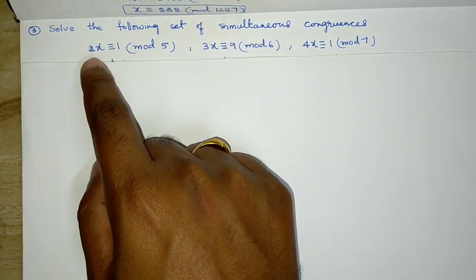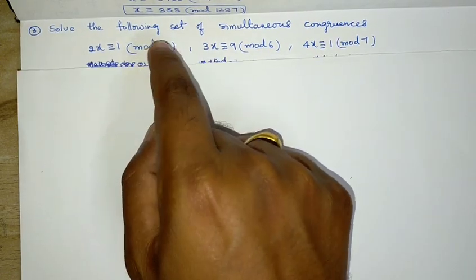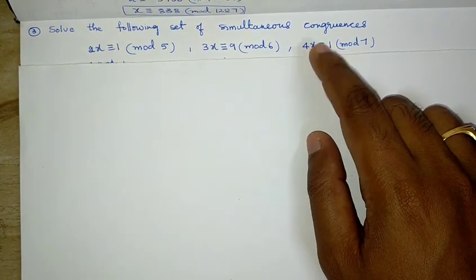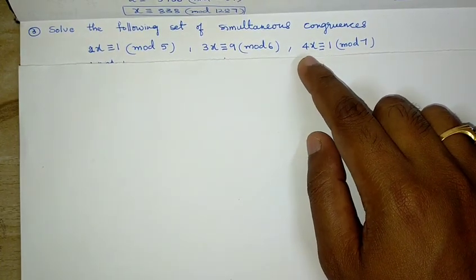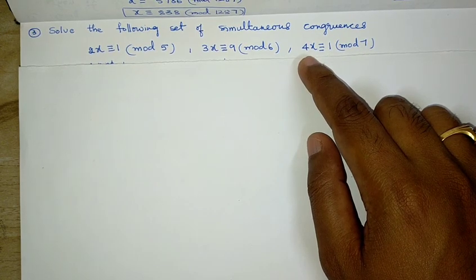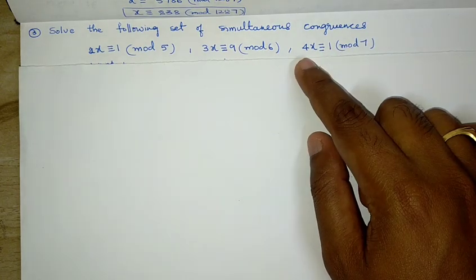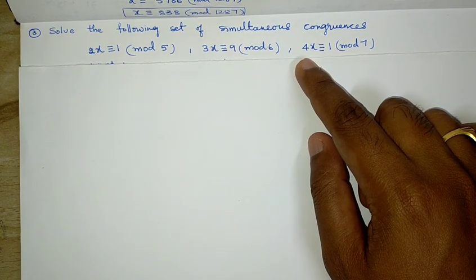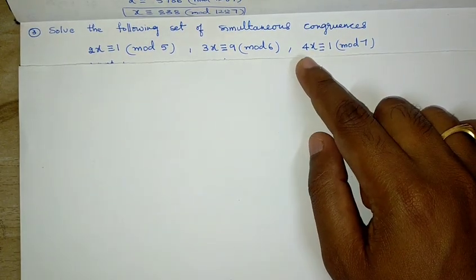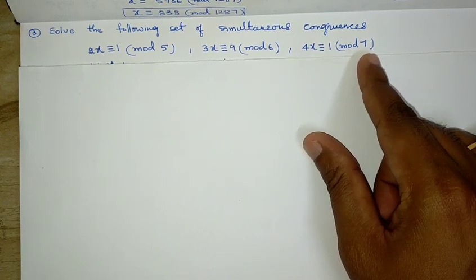What happens? 2 4s are 8x, so 8x will be congruent to what? 3x under modulo 5, right? And here we have 4x. How can I make this 3x? 4 2s are 8, 4 3s are 12, 4 4s are 16, and 16 ≡ 2 mod 7, 4 5s are 20, 20 ≡ 6, and 4 6s are 24, and 24 ≡ 3 mod 7.